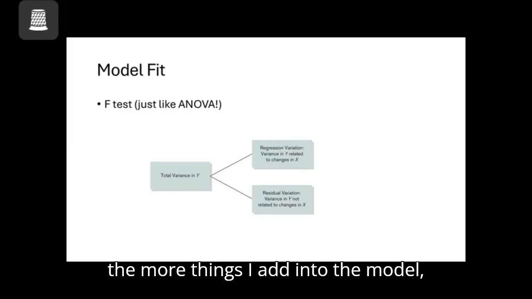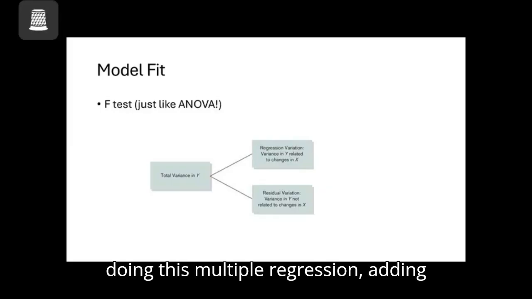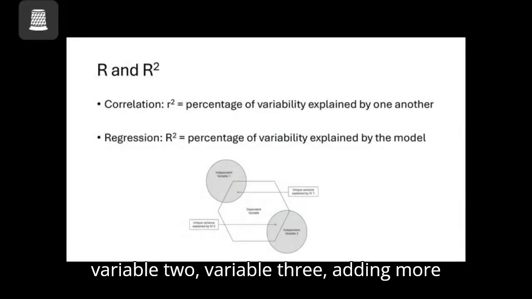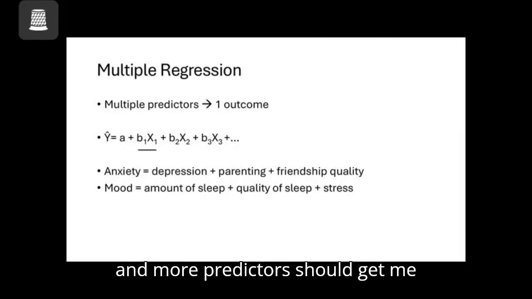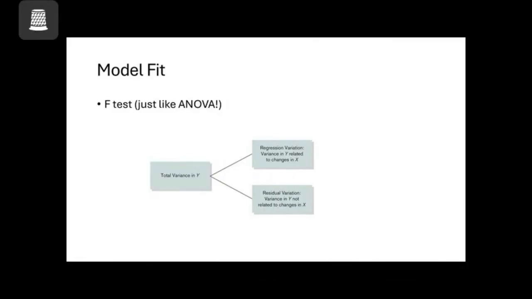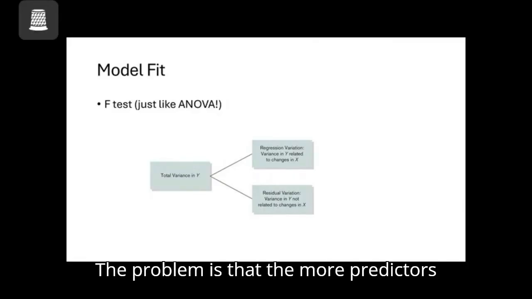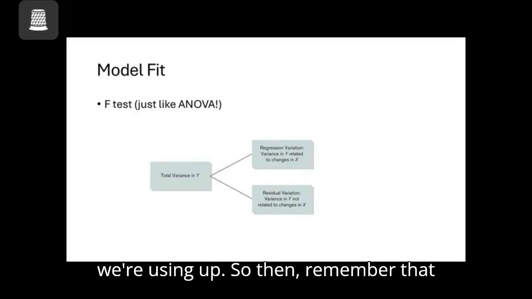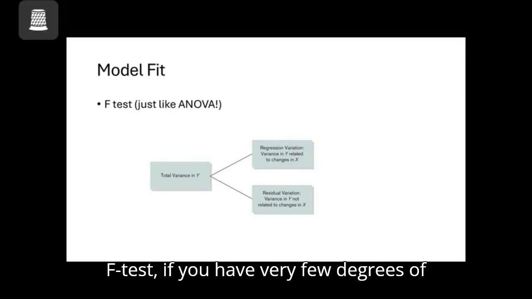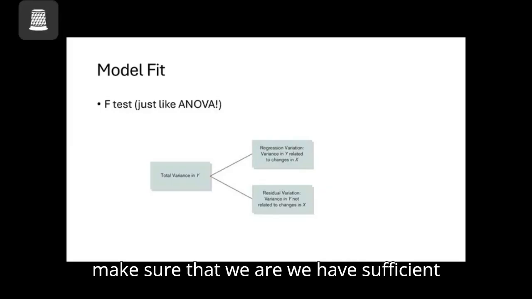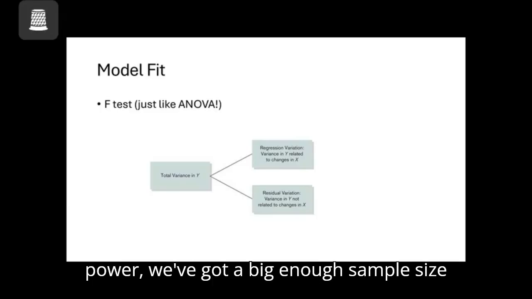So the more things I add into the model, doing this multiple regression, adding variable 1, variable 2, variable 3, adding more and more predictors should get me closer and closer to explaining why somebody does well in the class or not. The problem is that the more predictors we add in, the more degrees of freedom we're using up. So remember that F test: if you have very few degrees of freedom, you've got to have a big F there. And so we want to make sure that we have sufficient power, a big enough sample size, and things like that.